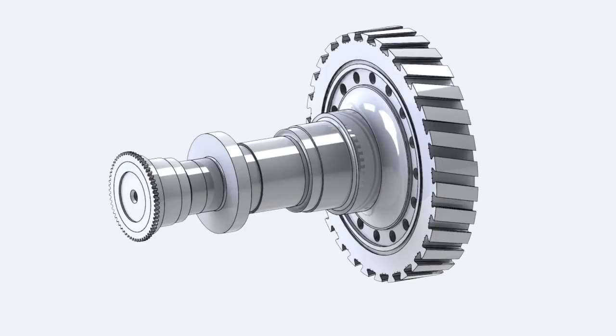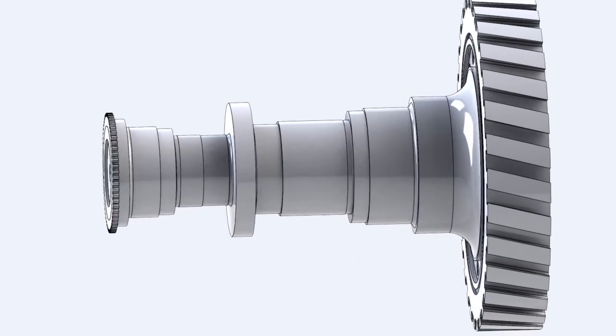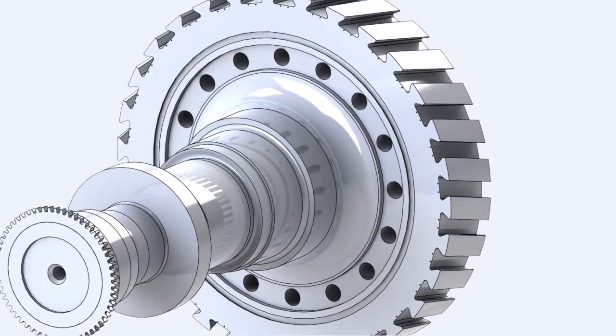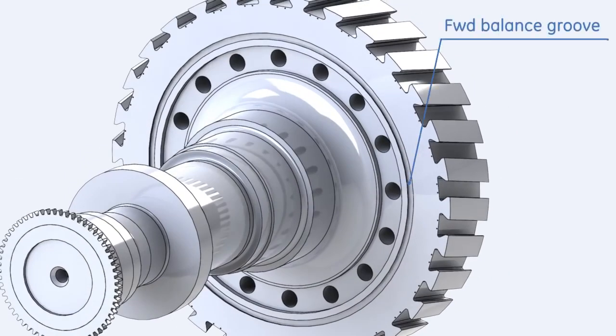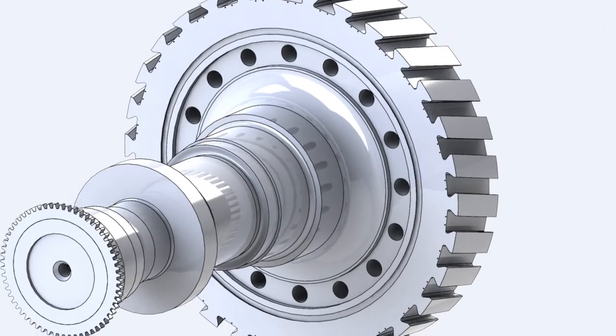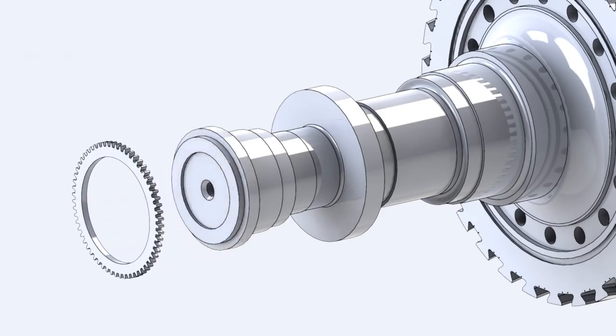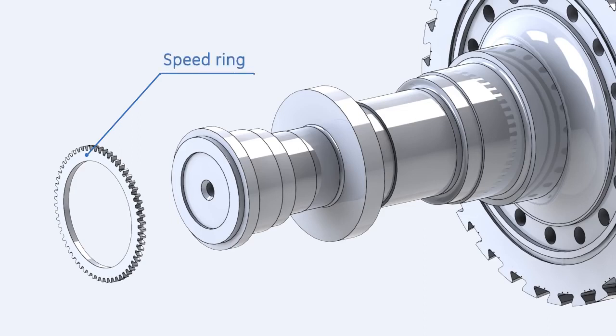The forward stub shaft is machined to provide the following features: thrust collar, which carries the axial downstream and upstream thrust forces to prevent rotor axial movements; journal surface for bearing number 1 and surfaces for oil and air seals; forward balancing groove to add balancing weights for vibration control; forward flange to connect the gas turbine shaft to the auxiliary gearbox. A speed ring with 60 teeth is attached to the forward flange for speed measurements and protection.